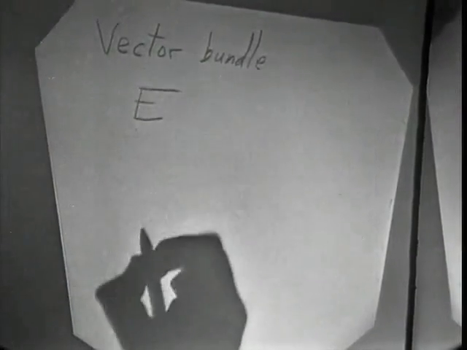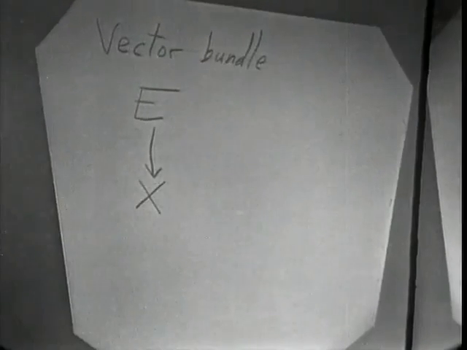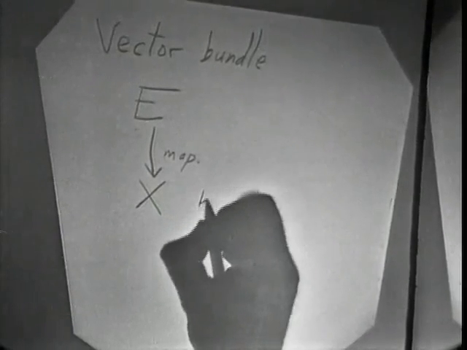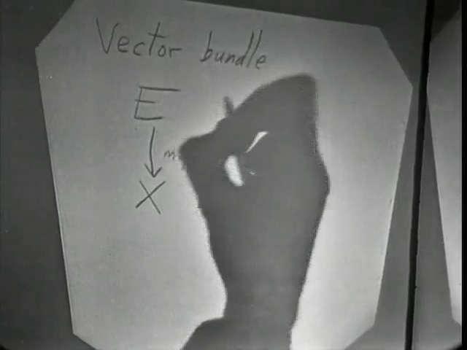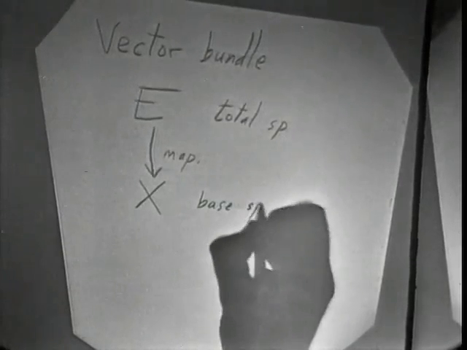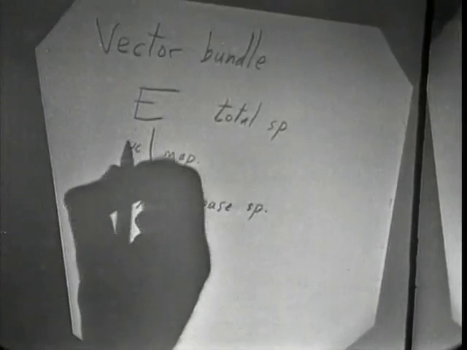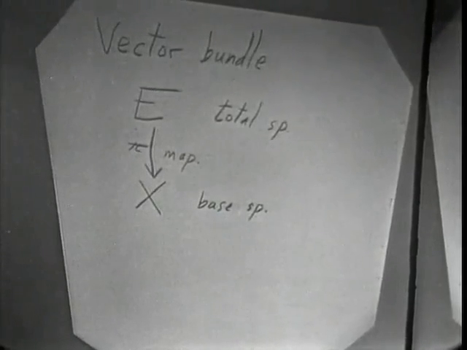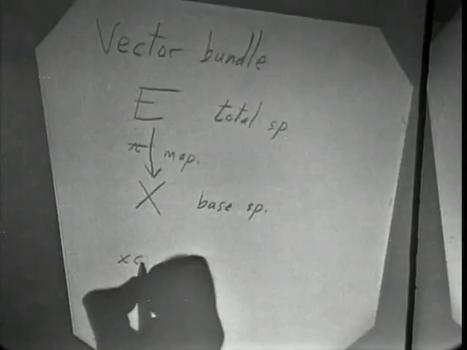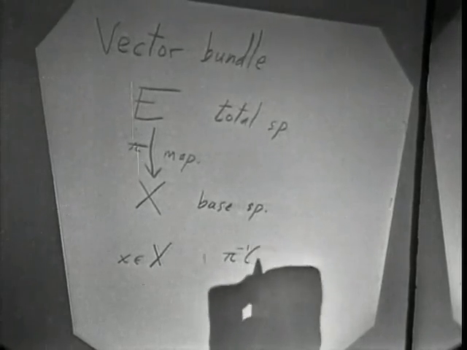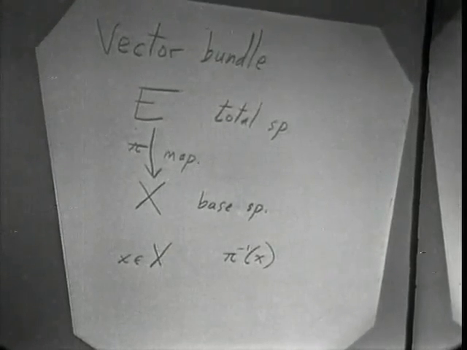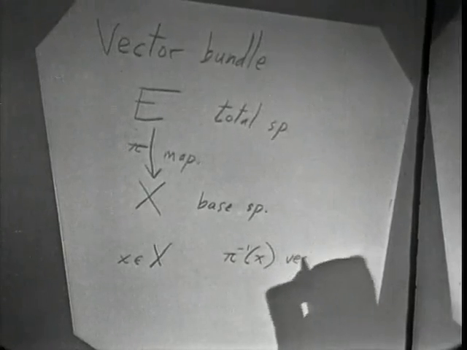The concept of a vector bundle consists of the following. We have a pair of topological spaces and a mapping between them. This space X is called the base space. Space E is called the total space. And let me call this mapping pi. And the fundamental property is the following. If we take any x in X and look at pi inverse of x, the set of all points in E which map into x, this should be a finite dimensional real vector space.